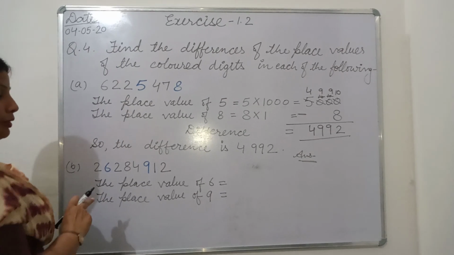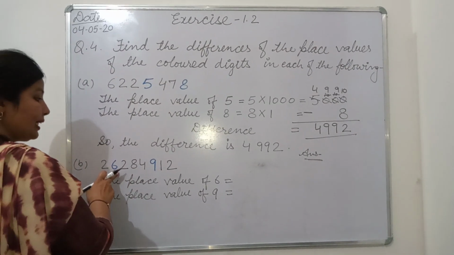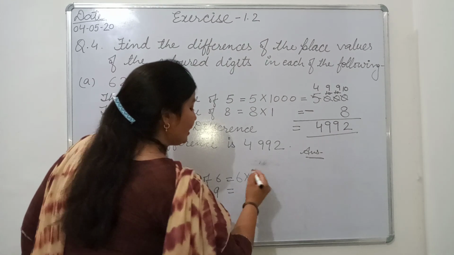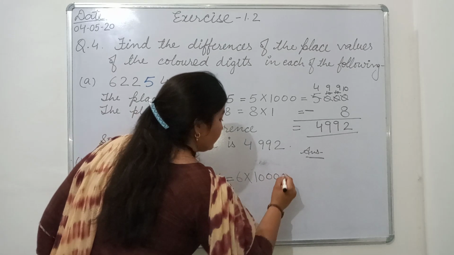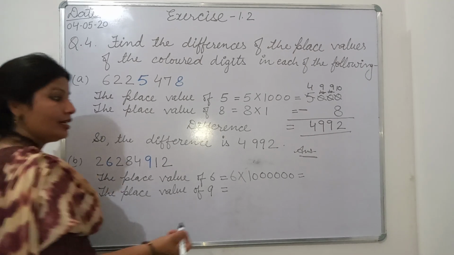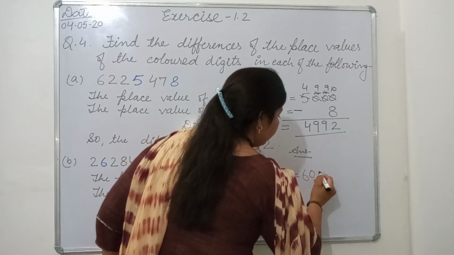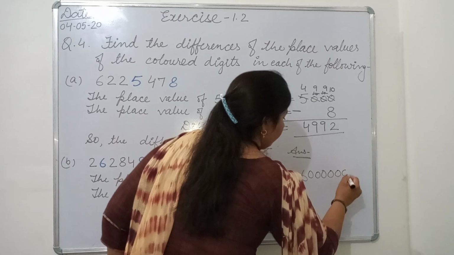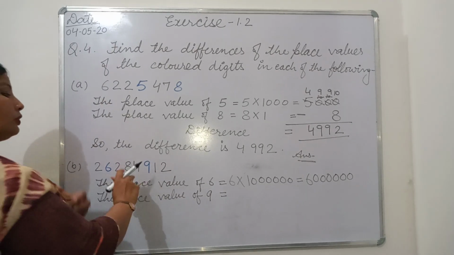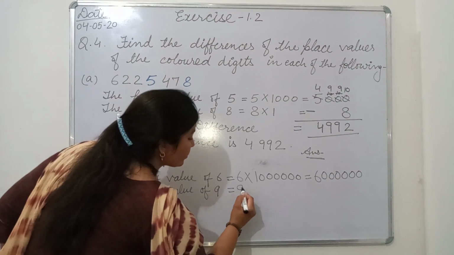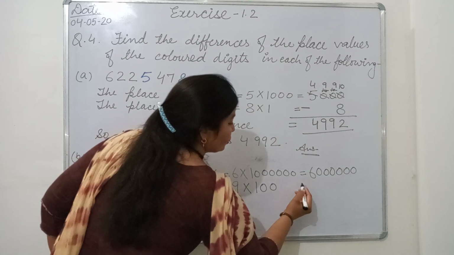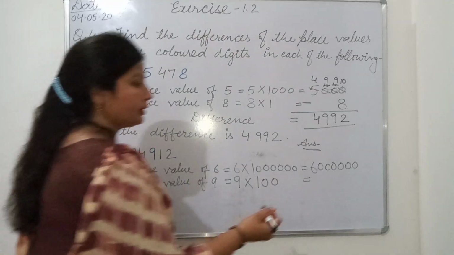So firstly we find the place value of 6. So 6 is on 10 lakhs. So the place value of 6 is 6 multiplied by 10 lakhs. So now 6 multiplied by 10 lakhs is 60 lakhs. Okay. Next is the place value of 9. 9 is on 100 place. So 9 multiplied by 100. So now 9 multiplied by 100 is 900.